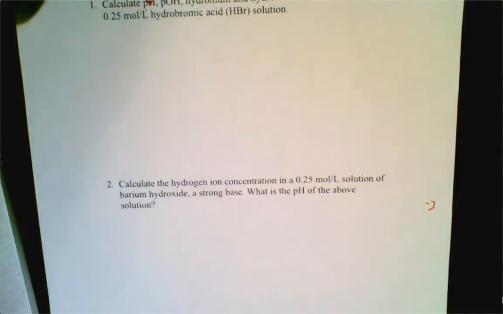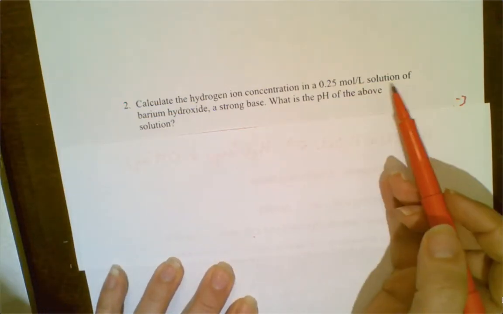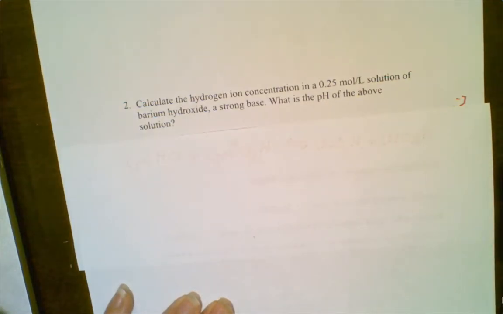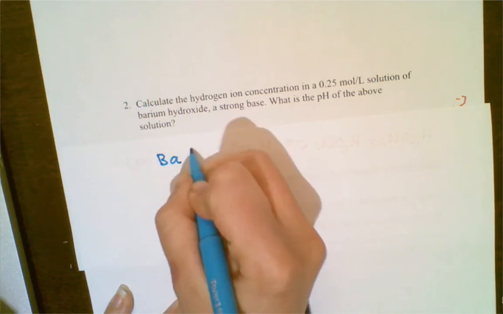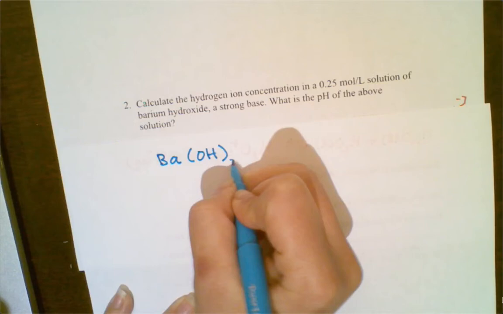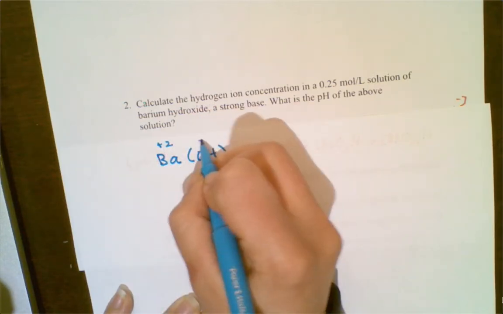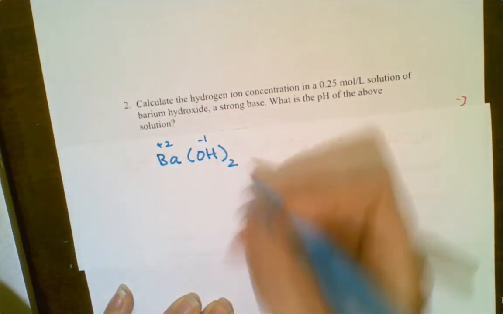Let's take a look at another question on your sheet. It asks you to calculate the hydrogen ion concentration, and you have a 0.25 mole per liter solution of barium hydroxide, which is a very strong base. What is the pH of the above solution? So barium hydroxide has the formula Ba(OH)2, because on the periodic table, the valence of barium is +2, hydroxide is a -1. When you crisscross, you want to make sure that you have the brackets there.